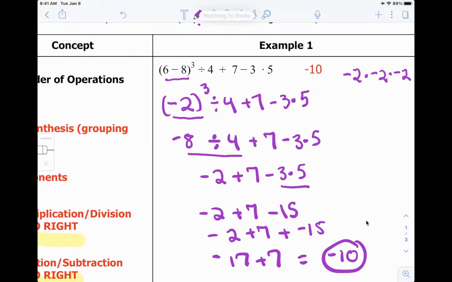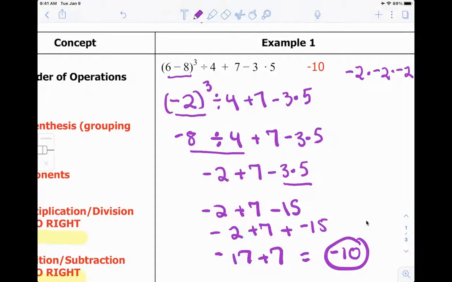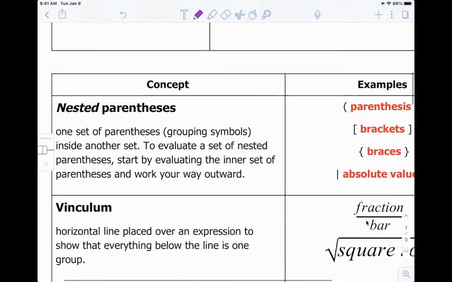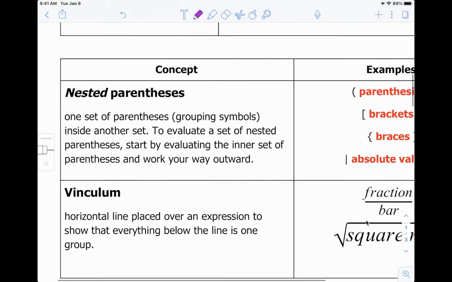All right, so now we're going to go down to the next part of our notes. And it's the concept of nested parentheses. And nested parentheses are just a set of parentheses that are inside another set. And so parentheses is just one type of grouping symbols, and we're going to talk about all the different types. And to evaluate a set of nested parentheses, you work inside out.